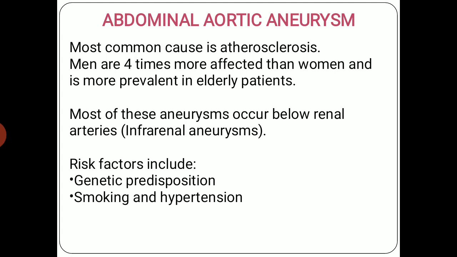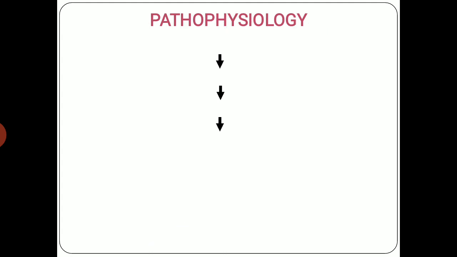Now in this the mostly affected part is the infrarenal area. That infrarenal aneurysms are more common. Infrarenal means, infra means below, and renal or related to kidney. So in this it occurs below the renal arteries, and the risk factors may include genetic predisposition as well as smoking and hypertension.